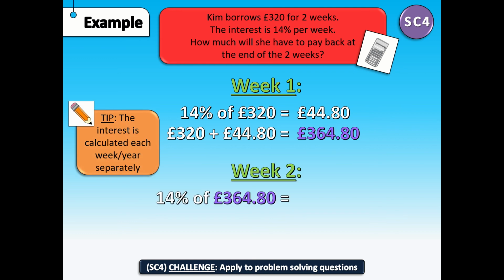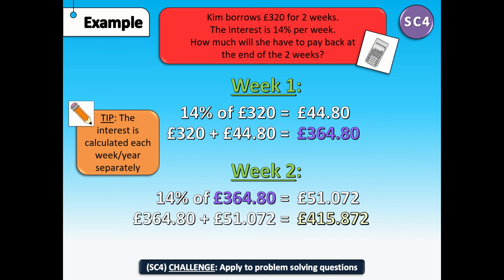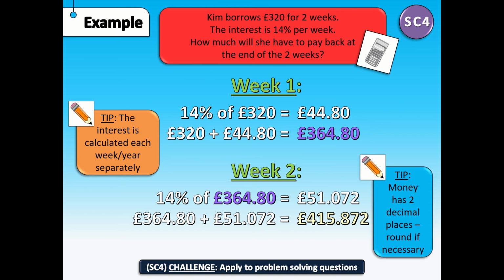In the second week, we need to find 14% of that new amount, so that's £364.80, which is 51.072, and we need to add that on. So that's now £415.872, but money needs to have 2 decimal places, so we need to round that to £415.87.